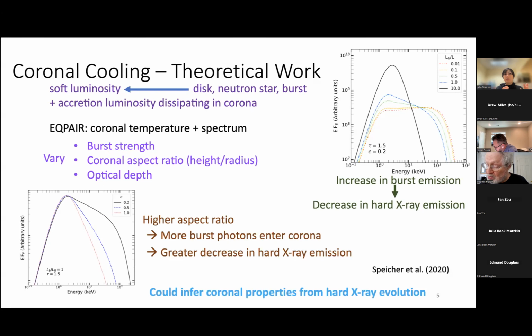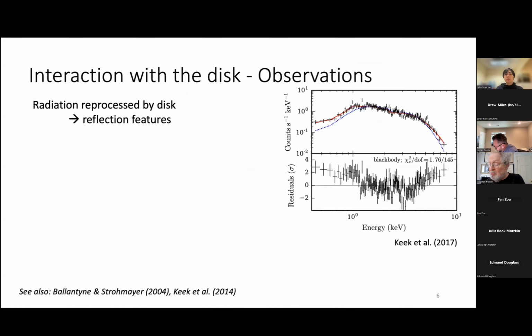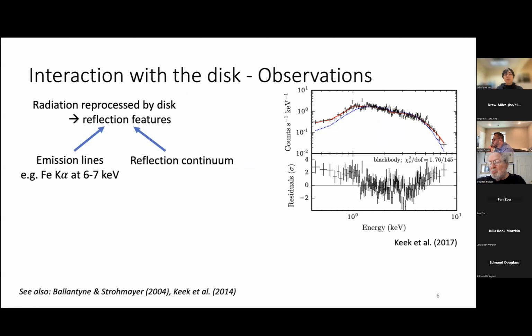Besides interacting with the corona, the X-ray burst will also interact with the accretion disk. And one way this can be seen is by looking at the accretion disk reflection spectrum. The reflection spectrum is caused by the accretion disk being irradiated, and in the case of a burst, the main source of this irradiation comes from the burst. This irradiation causes reflection features, such as emission lines, for example an iron K-alpha emission line between 6 and 7 keV, and a reflection continuum.